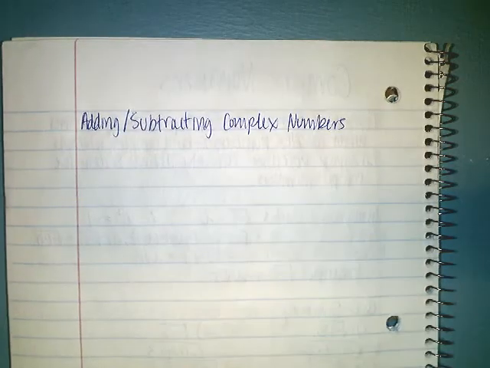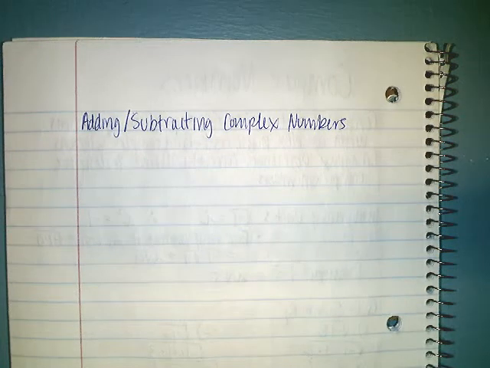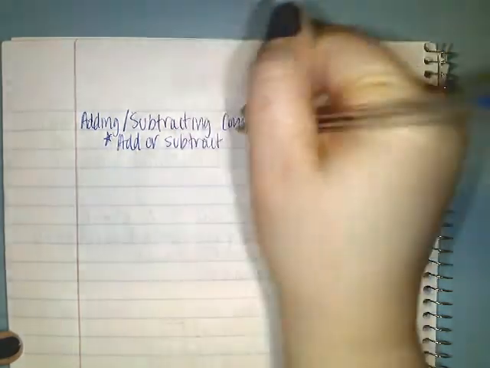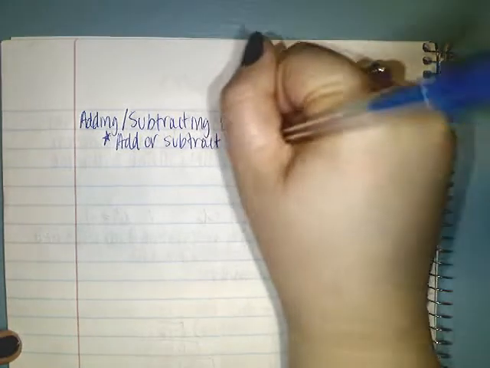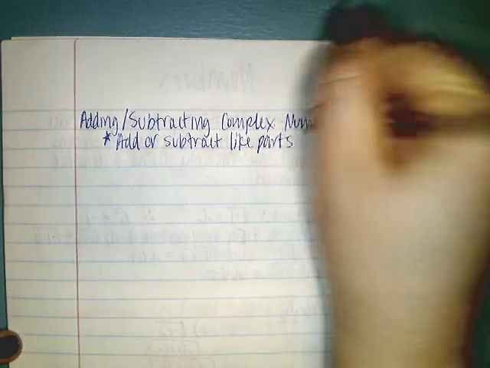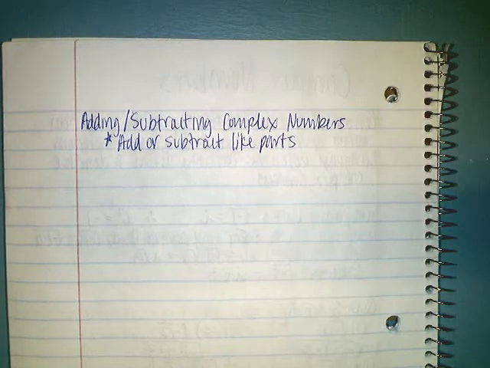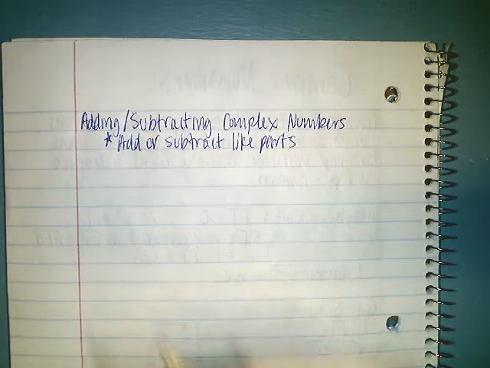So this is just like adding and subtracting terms with variables, or combining like terms. You're only going to add or subtract like parts. So you only combine real with real, imaginary with imaginary. You don't combine other ways. So for our example, I'm not going to write steps out. I'm just going to show you how this will work.